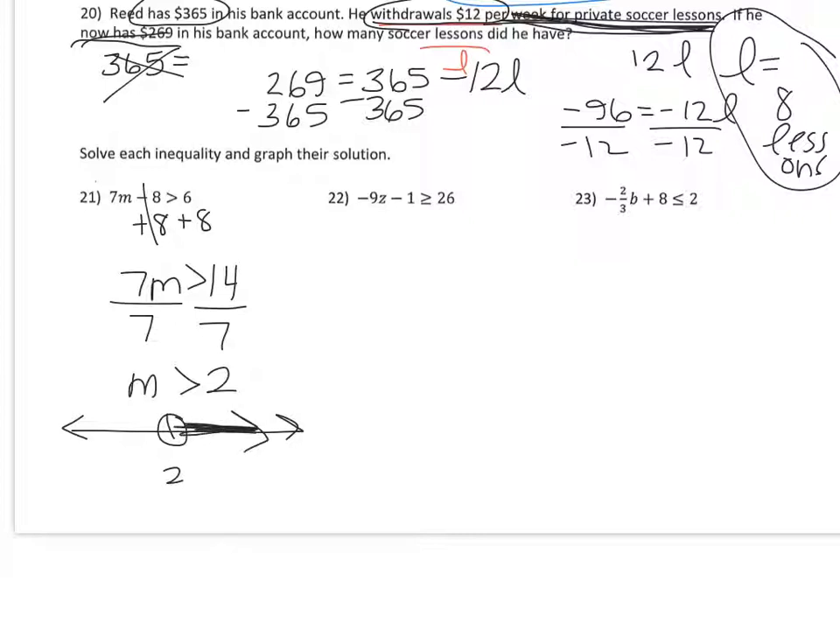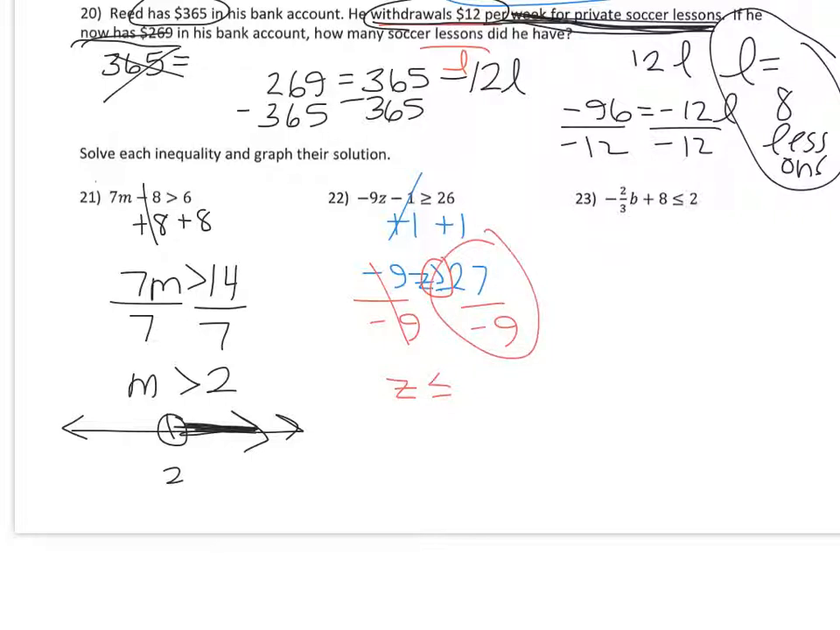Okay, 22. You add 1. So negative 9z, this cancels out, is greater than or equal to 27. So then you're dividing by negative 9. I didn't leave myself much room. This is going to change. So it's going to be z is less than or equal to, now 27 divided by negative 9 is negative 3. So you make a closed dot at negative 3. Numbers that are less than it go this way.